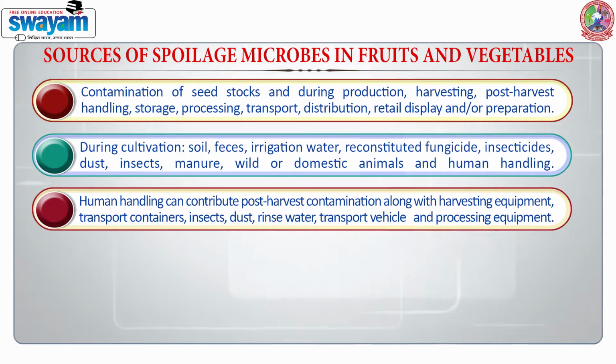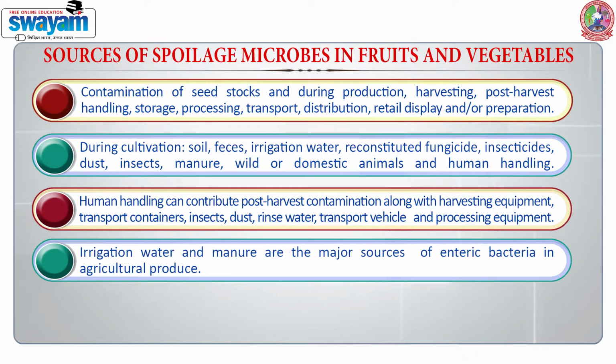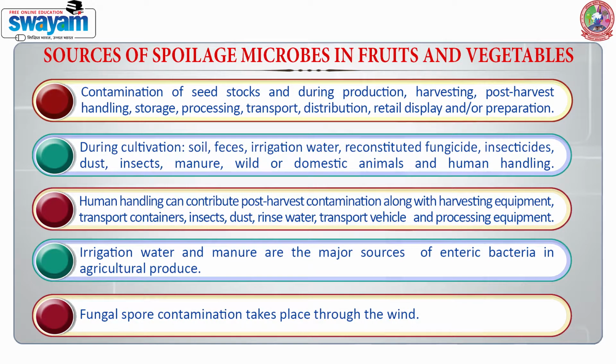During the cultivation process, irrigation water and manure are the major sources of enteric bacteria in the agricultural produce. Fungal spores also contaminate the fruit products and they are mainly distributed through the wind or water.